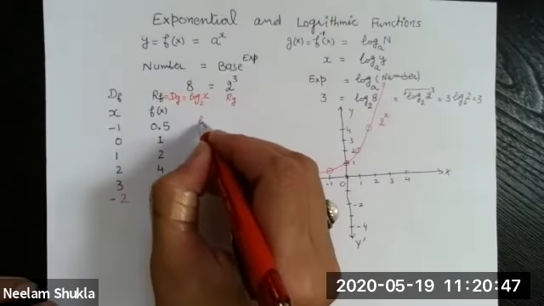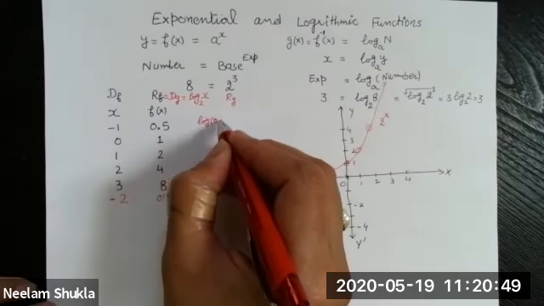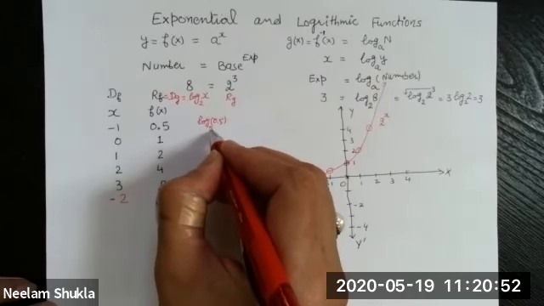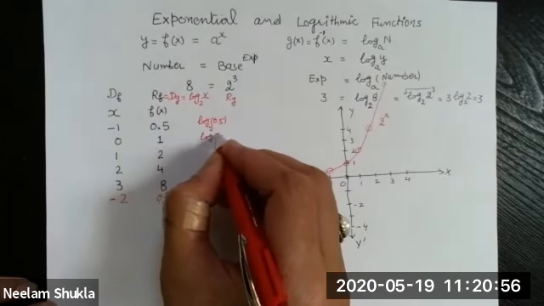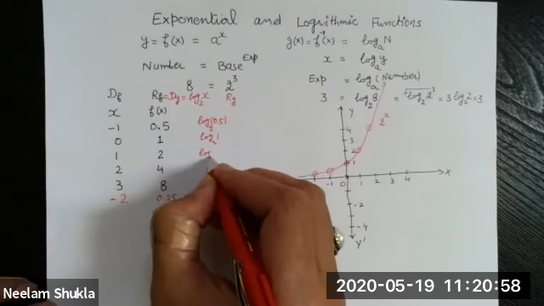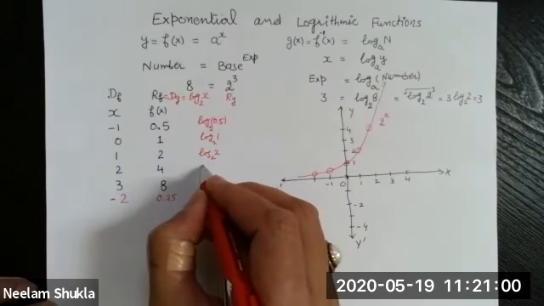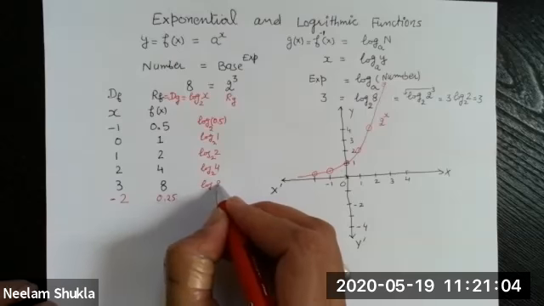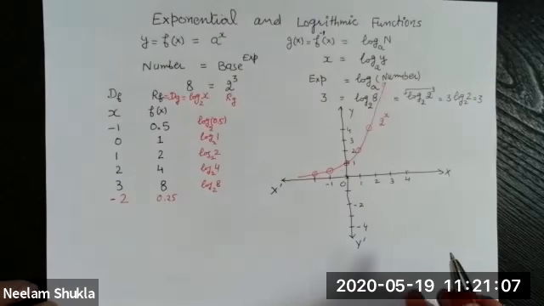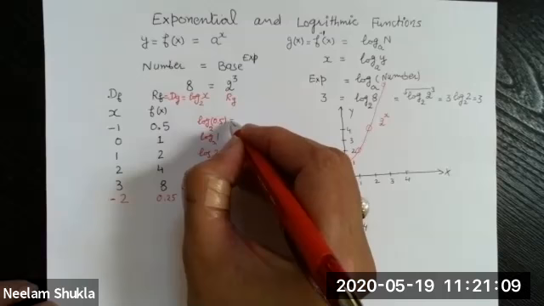When you find log of 0.5 with the base 2, or log of 1 with the base 2, you can check these values. You can use a calculator for this, or I can use a simple formula, an exponent formula here.